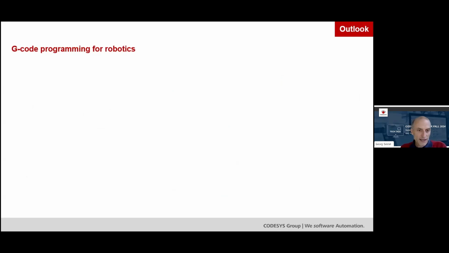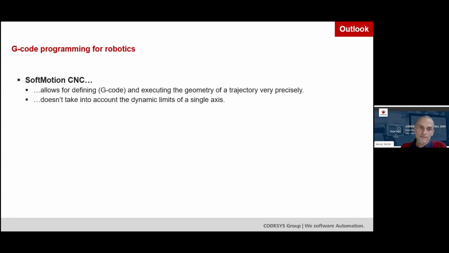Now, regarding the outlook, I'll keep this short. In summary, we want to bring together the CNC part and the robotics part and combine the advantages. The CNC has the property that you can define the path, the geometry, very precisely using G-code. But on the other side, our CNC solution doesn't take into account limits like velocity, acceleration and jerk limits of the axes, or torque limits.